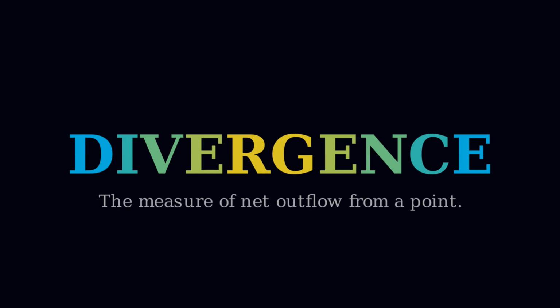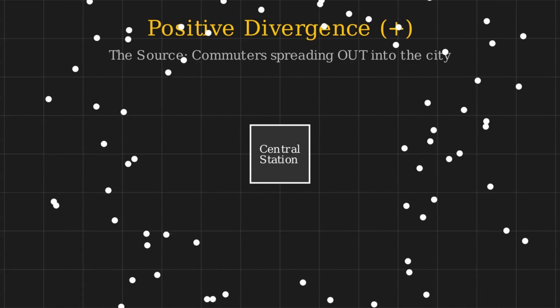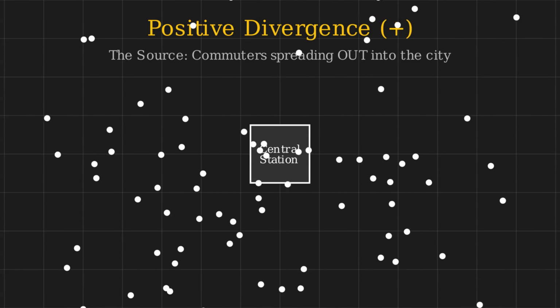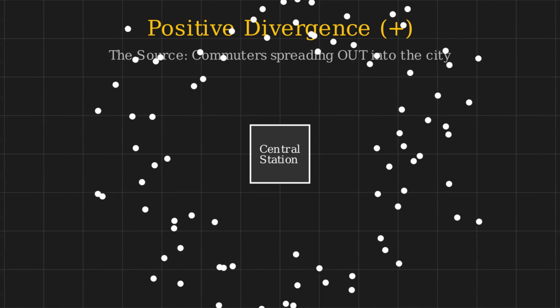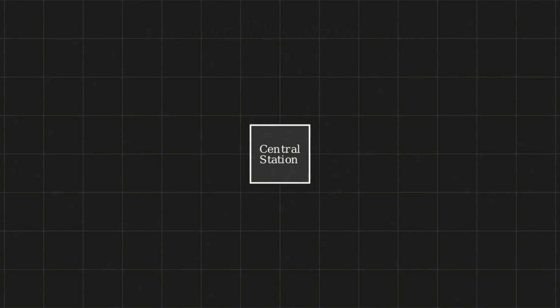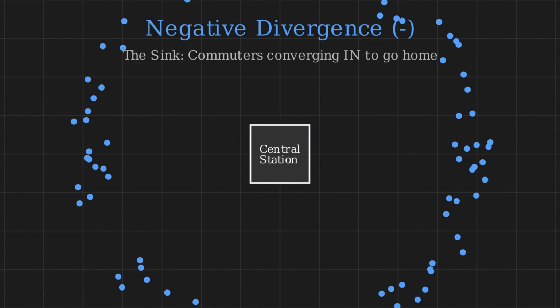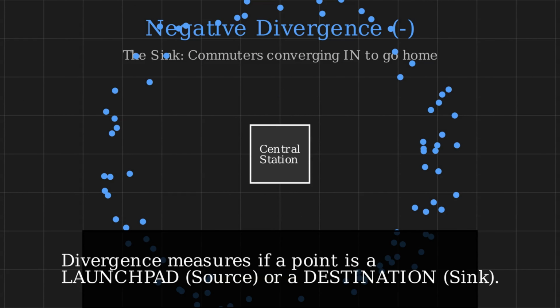To truly grasp divergence, forget the complex formulas for a moment and imagine a central city train station. In the morning, we witness positive divergence. The station acts as a source, generating a massive outflow as commuters erupt from the center and expand outward into the city. But as the day ends, the flow reverses into negative divergence. The station transforms into a sink, capturing traffic from the surroundings and pulling it inward to a single point.